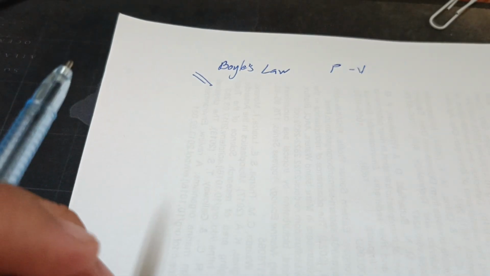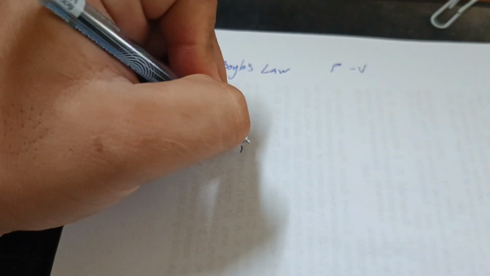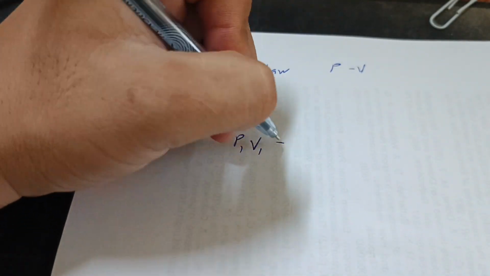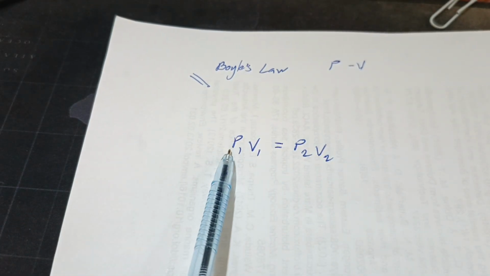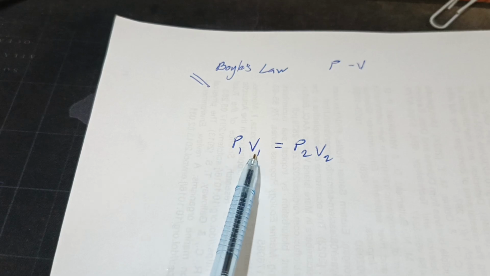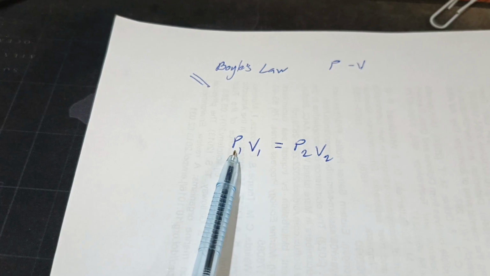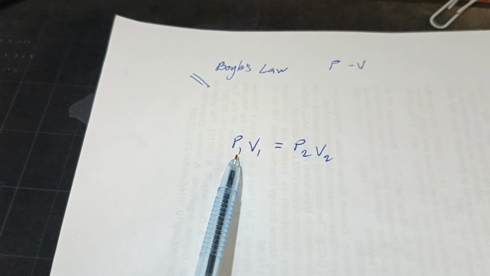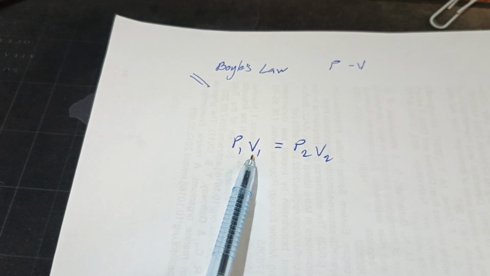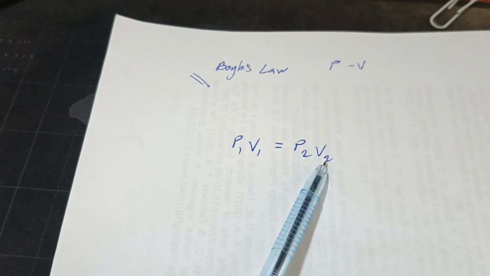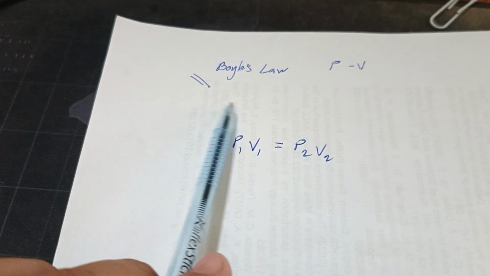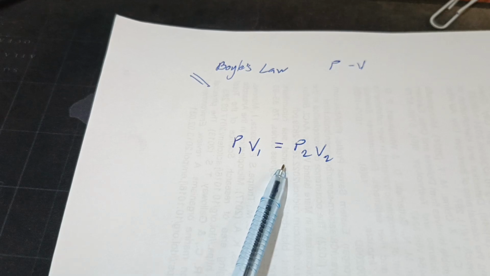Therefore, mathematically speaking, P1 times V1 is equivalent to P sub 2 times V sub 2. Here is your Boyle's law. So take note that P is your pressure and V is your volume. Therefore, P sub 1 is your initial pressure, V sub 1 is your initial volume, and here P sub 2 is your final pressure and V sub 2 is your final volume. So if three of the values in this equation are known, the fourth can be readily calculated.